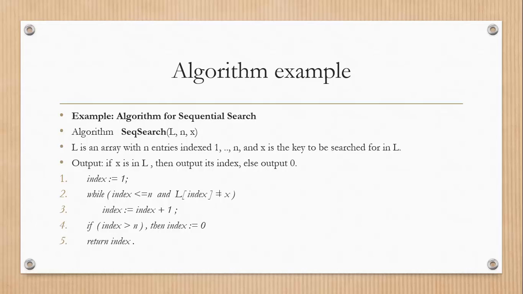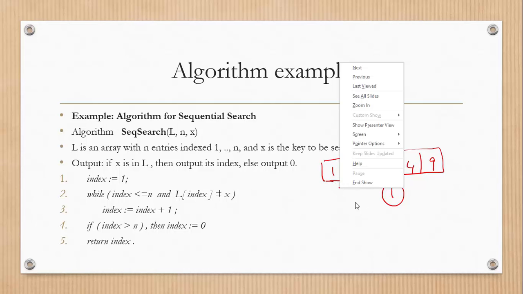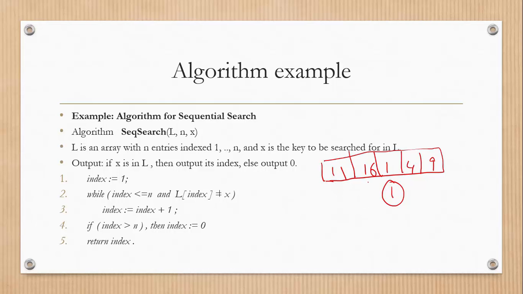Let us take one example of an algorithm. This is the algorithm for sequential search. In sequential search, we search for a particular item in an array. For example, we have an array of size 5 and the items are 11, 16, 1, 4, 9, and we want to search for 1. We start with the first index, compare 1 with 11, values are not equal. Then we go to the next value, 16, compare 1 with 16, not equal. Then we go to the next index, and 1 is equal to 1. So we say that 1 is present at index 3.